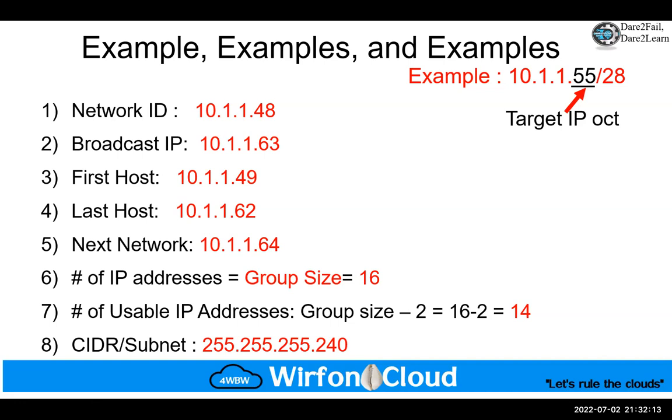So the first thing you can fill in is the group size, which is 16, and we said for the 4th octet, the group size corresponds to the number of IP addresses. So we have group size 16, that gives you 16 IP addresses. Now, we know we do not use the network ID and the broadcast IP for hosts. So that takes out 2. So the number of usable IP addresses is 16 minus 2. So that gives us 14.